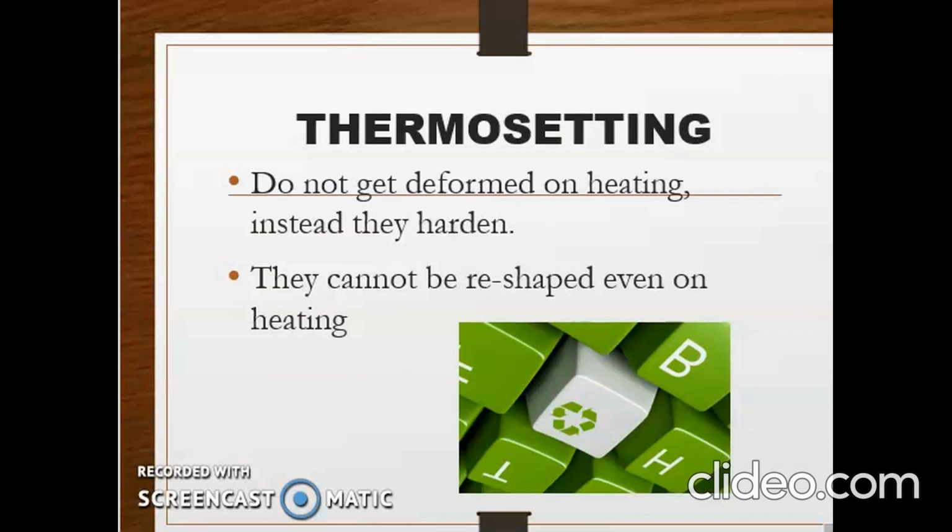Thermosets do not get deformed on heating. Instead, they harden. Once set, they cannot be reshaped even on heating. Examples, bakelite and melamine.